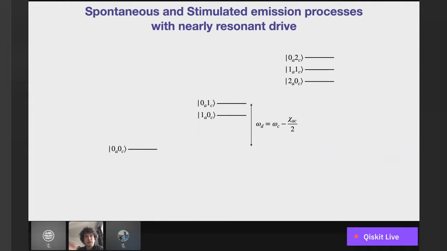So I'm showing you here the spectrum of the system, and I'm collecting the levels by total photon number. So you have zero photons here. This is the ground state manifold for both of the degrees of freedom. And then you have a one photon excitation manifold, a two photon excitation manifold, and so forth. And the drive frequency is nearly resonant with the cavity transition frequency. So again, the number 0A1C denotes one photon in the cavity, zero in the qubit, and so on.